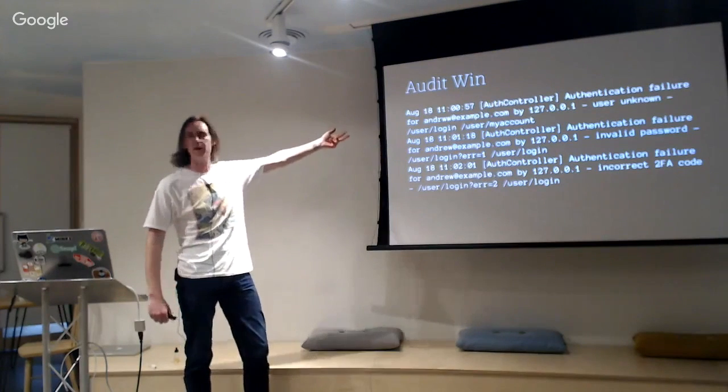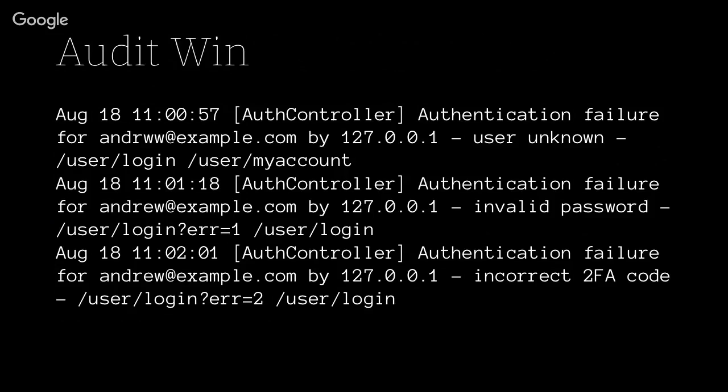So this would be a better error message in that instance. We can see that, again, we have the auth controller, but we can see that we've got an authentication failure. We can see from whom. So in this case, Andrew W, and then we get a reason at the end there, and it's user unknown. So that's just a classic fat finger mistake.